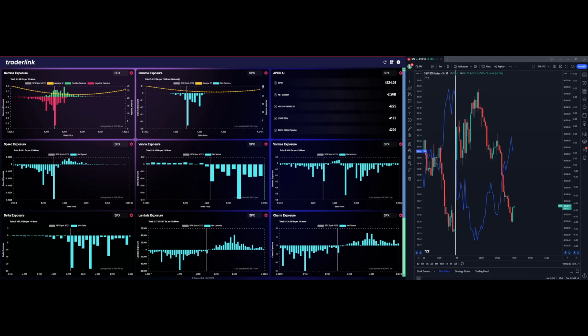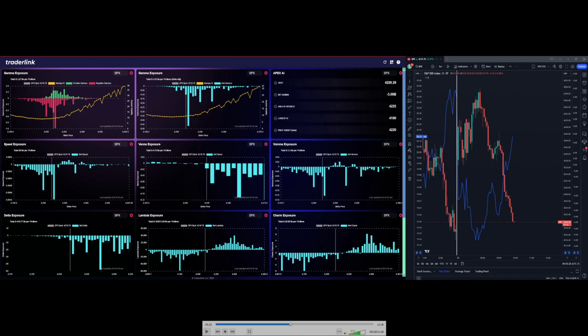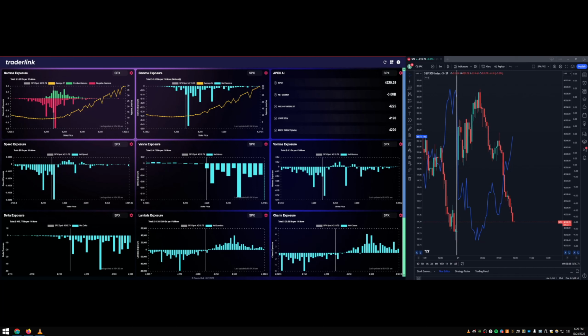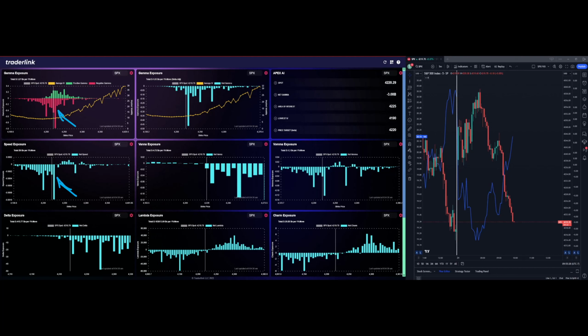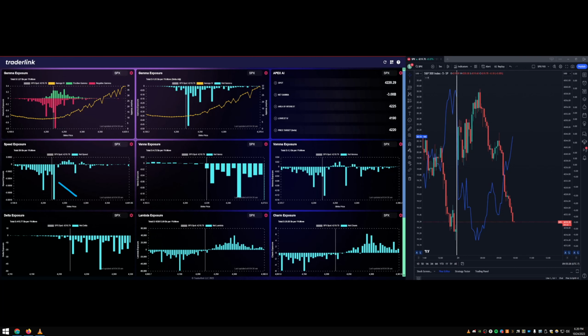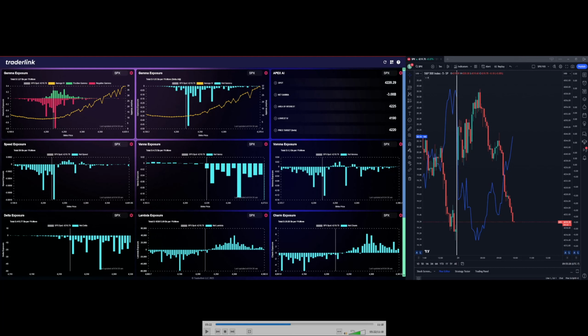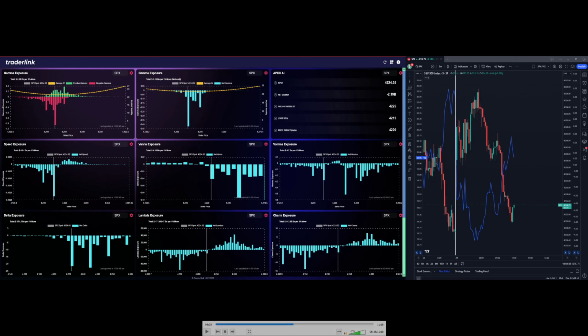So we're almost near the bottom. You can see right as we hit the bottom here, we hit this big bar on speed. You can see it on gamma, all of them. It's acting like a giant magnet. And you can also see on charm, we're hitting that area where the negative exposure begins to pick up. It slows us down, and we begin the reverse.